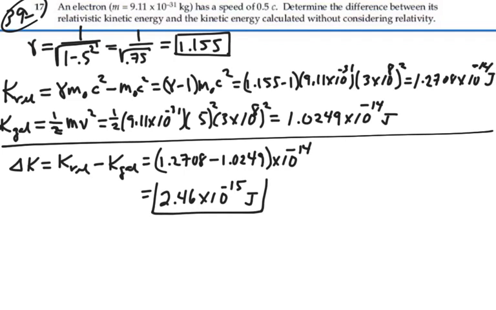So that is the difference in kinetic energy considering a relativistic approach as opposed to a Galilean approach. 2.46 times 10 to the minus 15 joules. If it were a macroscopic situation, it'd be hard to measure that, but if you were a high energy physicist, then that'd be something to consider and something you could measure.